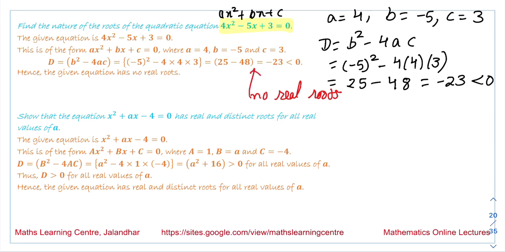Next question is, show that the equation x square plus ax minus 4 is equal to 0 has real and distinct roots for all real values of a.